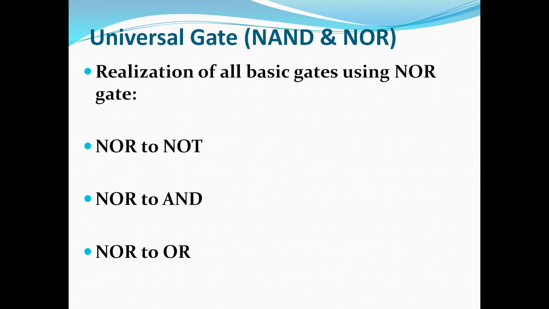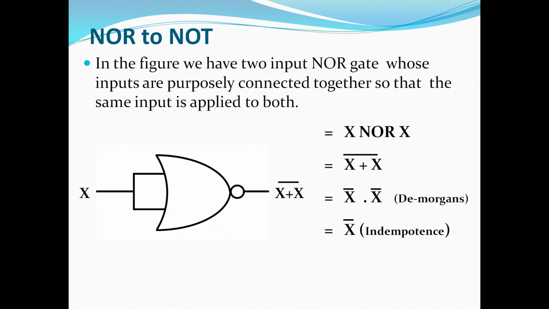So we are going to discuss how we can implement basic gates only using the NOR gate. We are not using any other gates. The first one is NOR to NOT. We are going to implement the NOT gate by only using the NOR gate. Only one NOR gate is enough here.